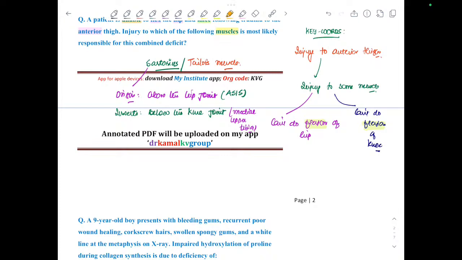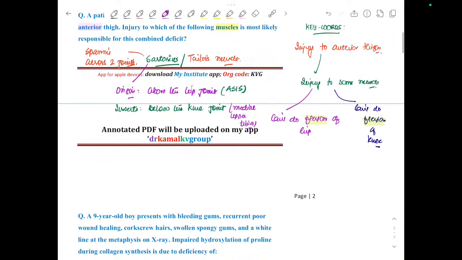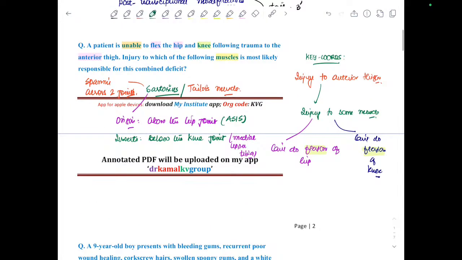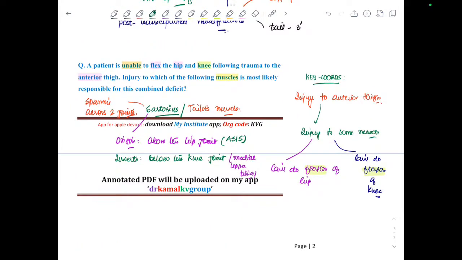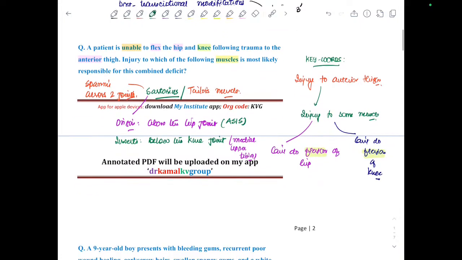So, what it is doing, it is actually spanning two joints. And what are those two joints? Hip joint and knee joint, and therefore, it is causing flexion of the hip joint and flexion of the knee joint, right. So, therefore, if there is injury to any muscle of the anterior compartment of the thigh where the patient finds difficulty in flexing the hip and flexing the knee, the answer has to be sartorius.